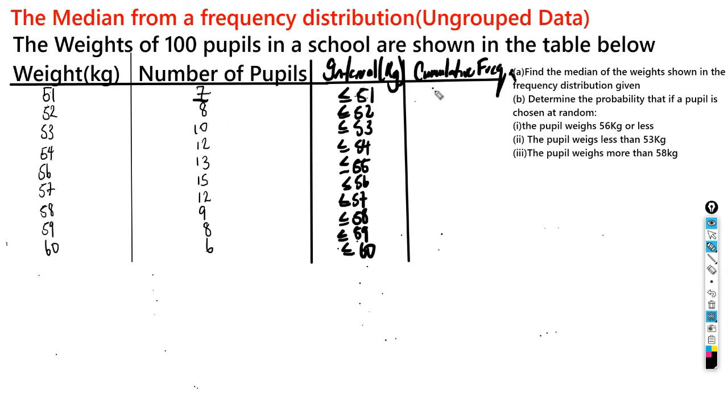Now for the cumulative frequency, what we're going to do is add up these. So the first one is 7. The second one is 7 plus 8, which should actually be 15. Then the next one should be 15 plus 10, which is 25. Then the next one should be 25 plus 12, which is 37.